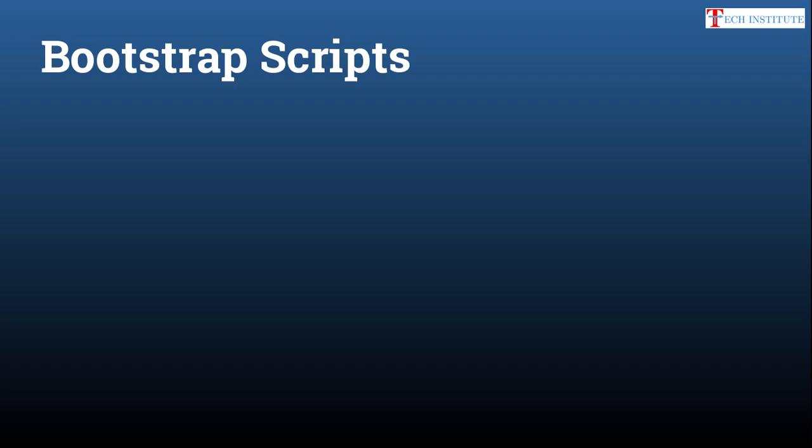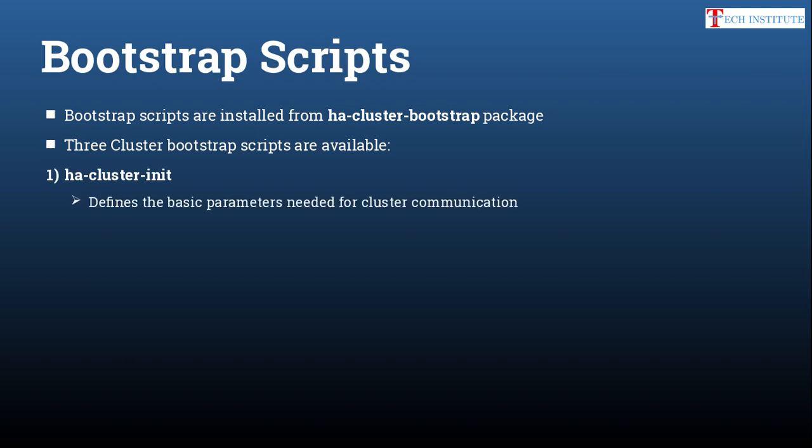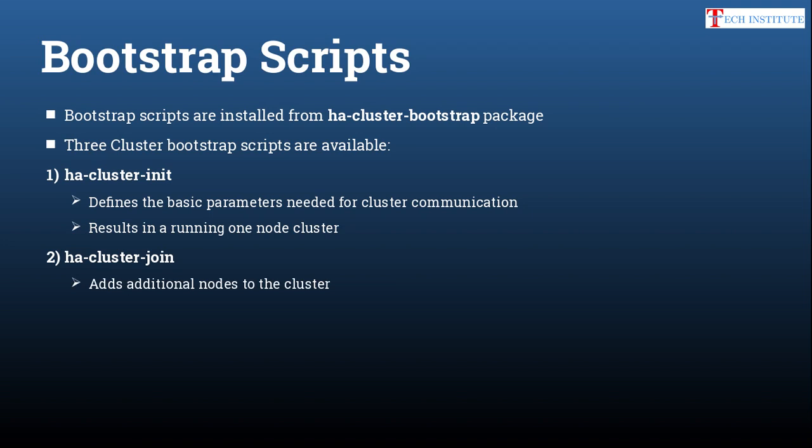When you install the package called ha-cluster-bootstrap, it helps you to get the scripts installed on your system. And there are a total of 3 types of scripts available. One is ha-cluster-init. This defines the basic parameters needed for your cluster communication, and when you run this script, it creates a one node cluster. Then you have the second script, that is ha-cluster-join. From the name itself we can guess this helps you to add an additional node to the existing cluster. And then you have the third script, that's called ha-cluster-remove. You guessed it right, it helps you to remove a node from the cluster.